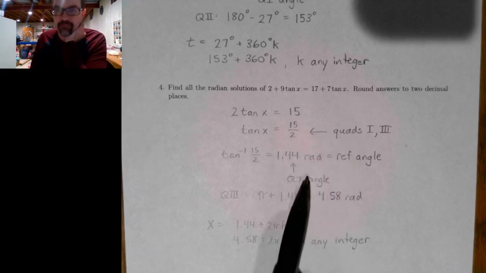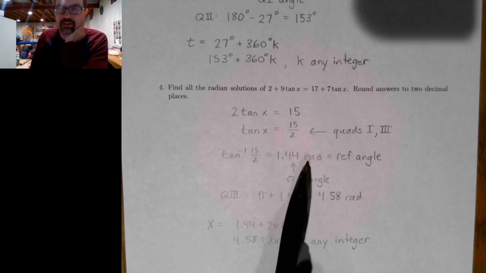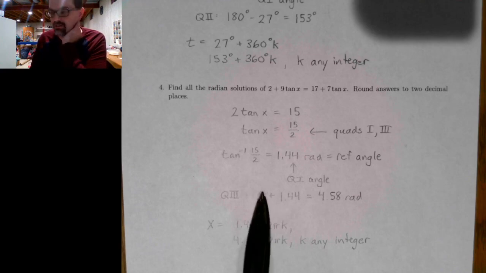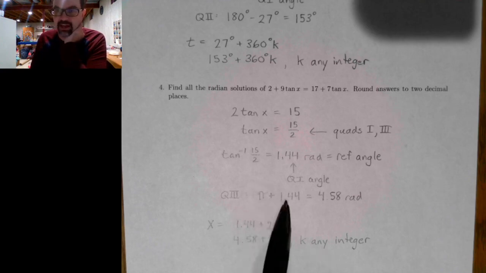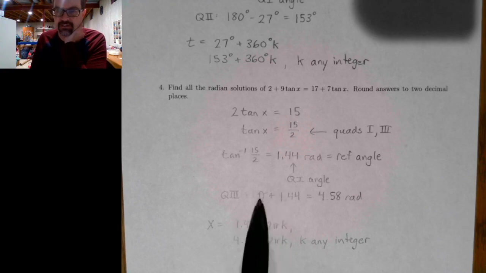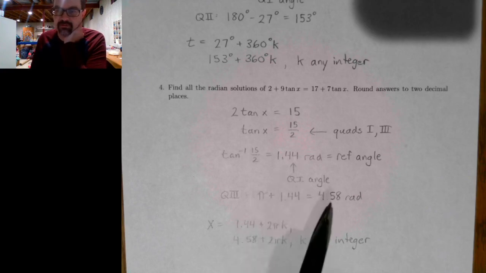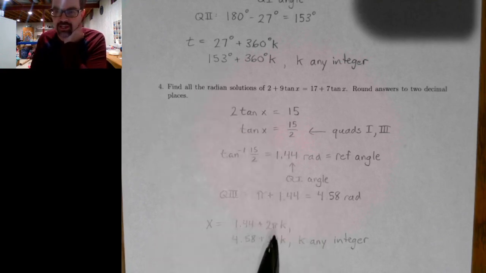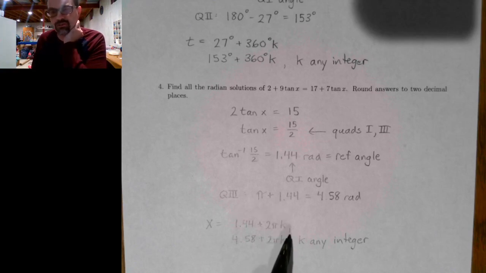Okay. But then we got to get the quadrant 3 solution. And in quadrant 3, you take 180 degrees, which in radians is pi, and add your reference angle. And so pi plus 1.44 comes out to a nice 4.58. And then to make sure we have all the radian solutions, we got to add a 2 pi k to both of those to get all the coterminal solutions as well.